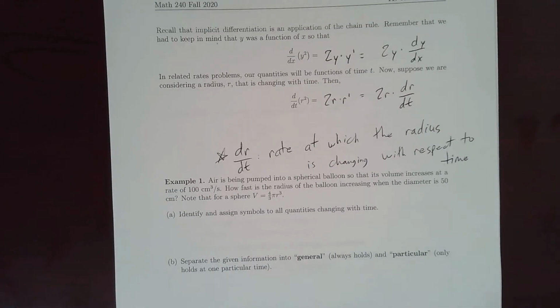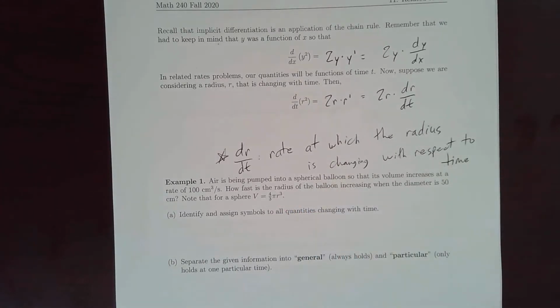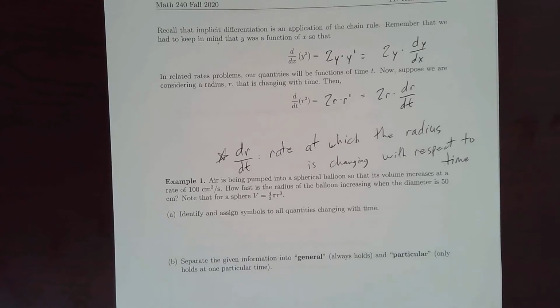Alright, so let's go through a few examples. So say we've got some air being pumped into a spherical balloon so that its volume increases at a rate of 100 centimeters cubed per second. We want to know how fast the radius of the balloon is increasing when the diameter is 50 centimeters. And one thing we're going to remind ourselves is that the volume for a sphere is V equals 4/3 pi r cubed. Alright, so there's a lot to unpack here.